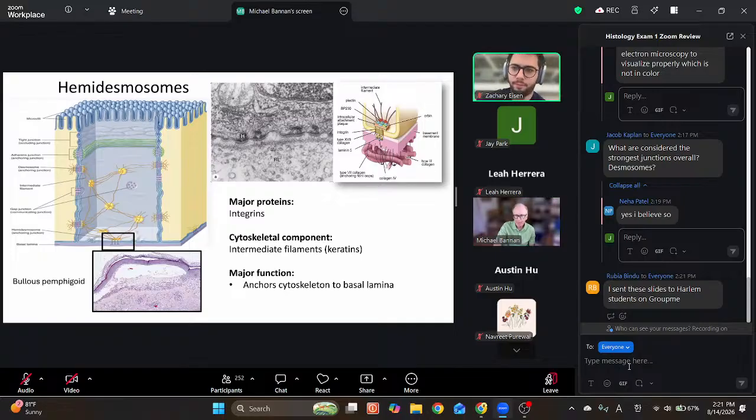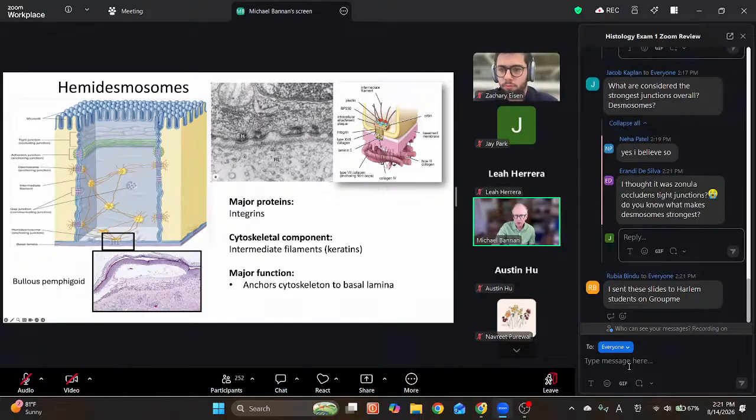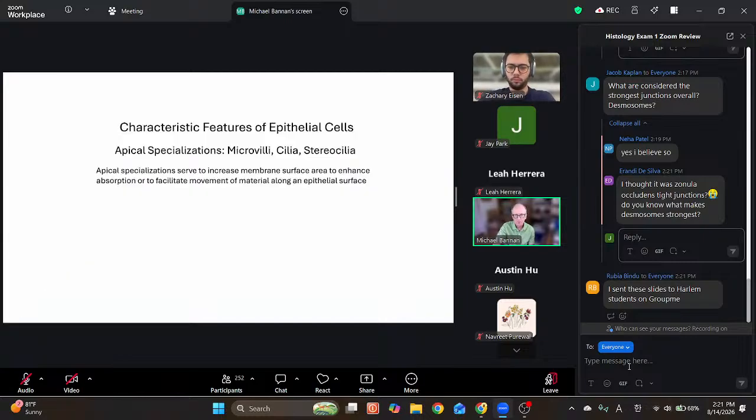Thank you. This is a nice slide because you have to remember that if we show you a transmission electron micrograph, know your layers, okay? Basal lamina and reticular lamina, right? And know your major proteins associated with the intercellular junctions, as well as the cytoskeletal filament component associated with those junctions. Okay, so that's intercellular junctions.